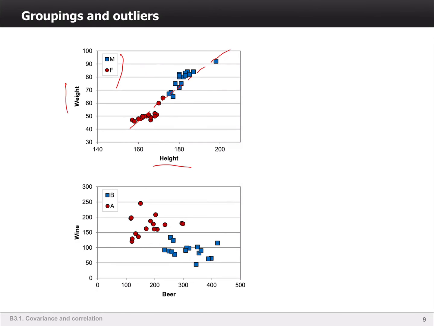Then you can also see that you have two groups. You have females here, and then you have males here. Then you have some extreme objects or outliers. For example, this one you can see, and then these two, okay? So this plot gives you a lot of information.